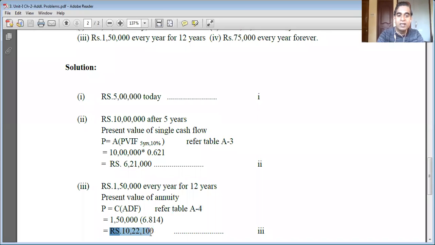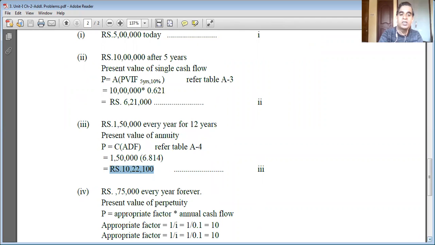10,22,100 rupees is the present value of this annuity. So we found out its present value now. So the last option, the fourth option, is a perpetuity.